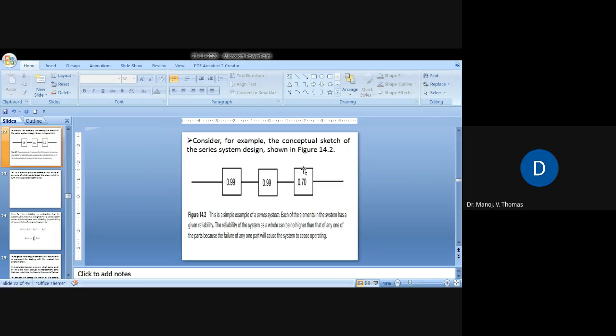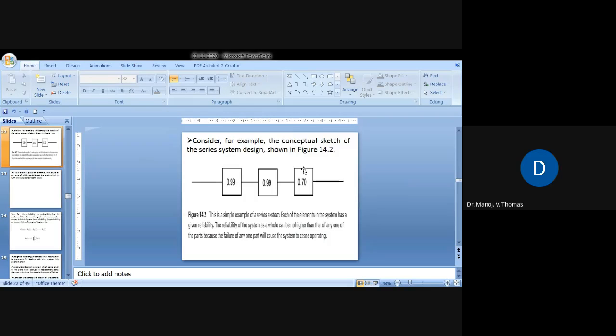Second, here 3 blocks are shown. What are the 3 blocks? A system, say for example a car or something like that. So here it is serial, in the sense 3 parts are required. These are the sub parts. So what is the reliability of each part? Reliability of each part is shown as 0.99, second part 0.9, third part 0.7.